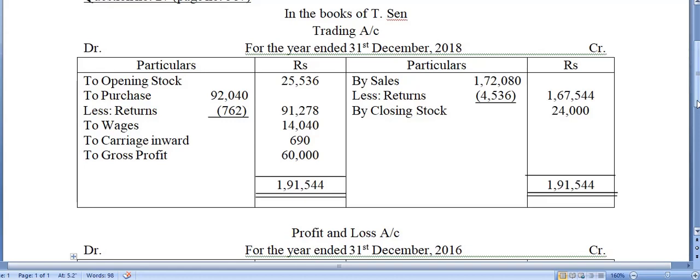No. Okay, so these items are already included in the trading account. So I have already ticked them out here. 1, 2, 3, 4, 5 items. So 5 items, we can ignore them now.